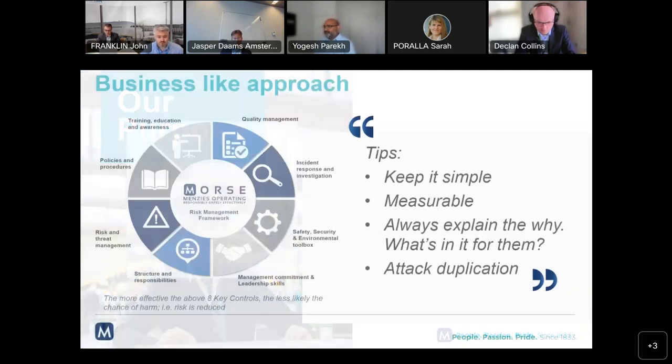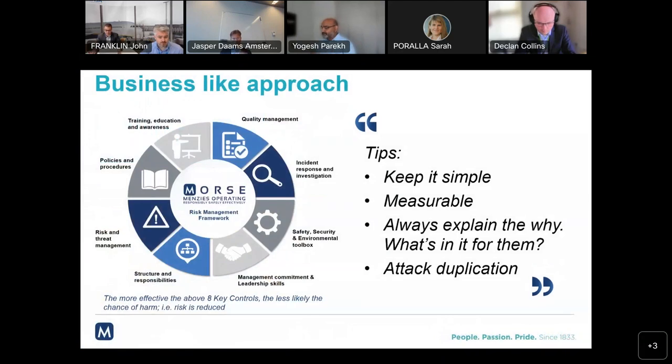So our approach is very business-like, but when you're creating a framework, you have to keep in mind what the motives are. What motivates people to buy into your programs? You have to think about what means you give them, how you communicate that to them, and then you have to create opportunities for them to be able to deliver it. So what are the barriers to success?